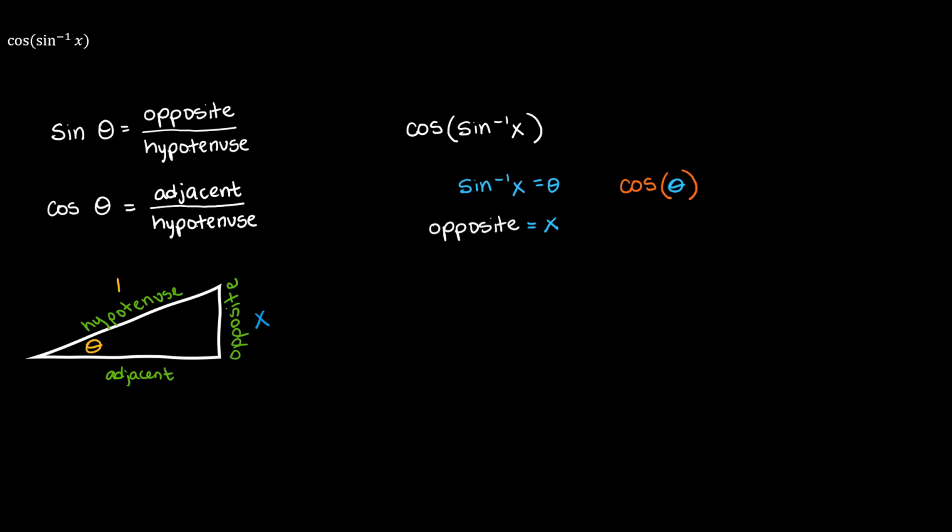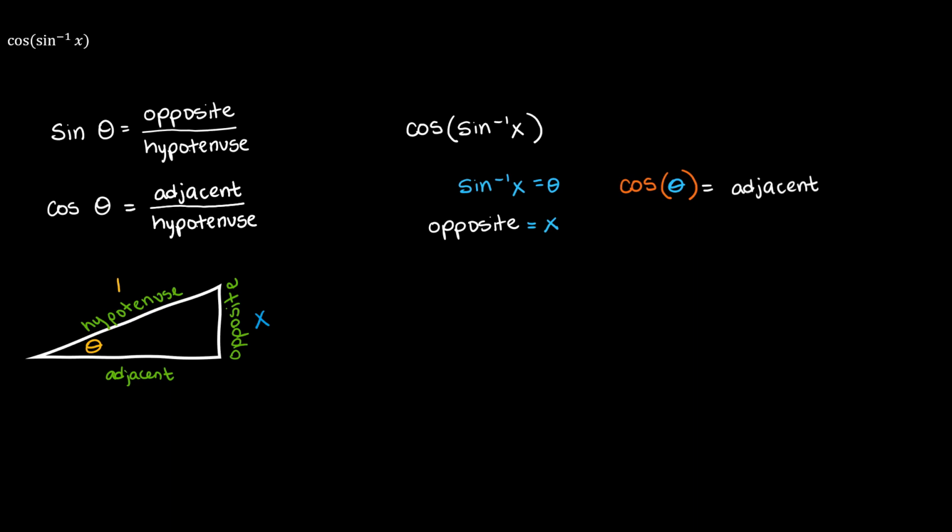Now let's move over to cosine theta. We know cosine theta is the ratio adjacent over hypotenuse, and we've fixed the hypotenuse to be equal to 1. So we can see that actually cosine theta is equal to the adjacent side of this triangle. Now we're going to use the Pythagorean theorem to solve for that third missing side, the adjacent side, and that will tell us what cosine theta is.